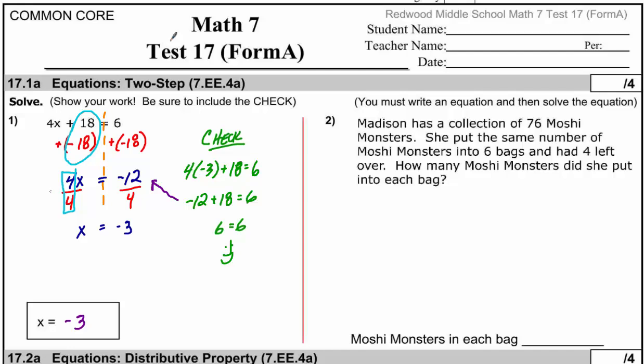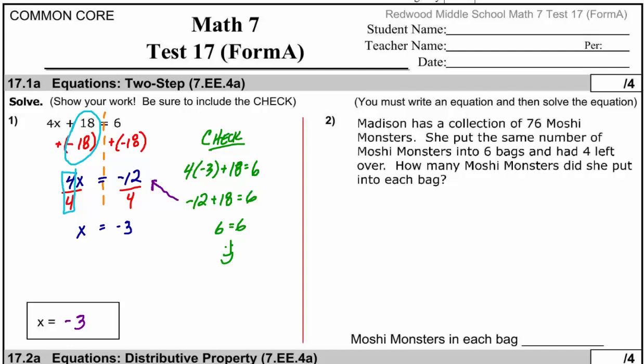Okay, on to problem number 2. So in problem number 2, we have Madison collecting Moshi monsters. And she collects 76 Moshi monsters. She put the same number of monsters into 6 bags and had 4 left over. How many monsters did she put in each bag?